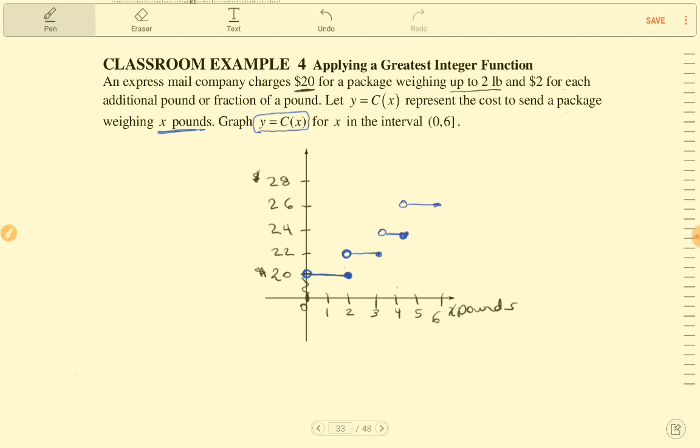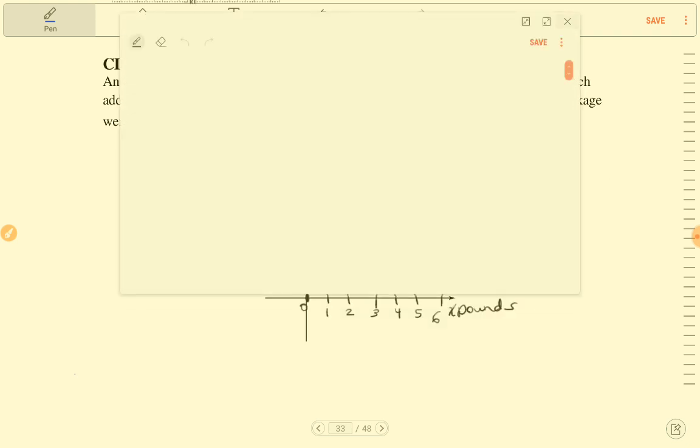And then, have I missed any? So $2, 2 pounds, 3 pounds, 4 pounds, 5 pounds, and then all the way up to 6 pounds. So let me make this a little smaller. Here's my 5, I'm going to be right here. And then above that, up to 6 pounds there. All right, so that's pretty much what it's supposed to look like. This step should be a little bit shorter, but again, my spacing is a little funky.